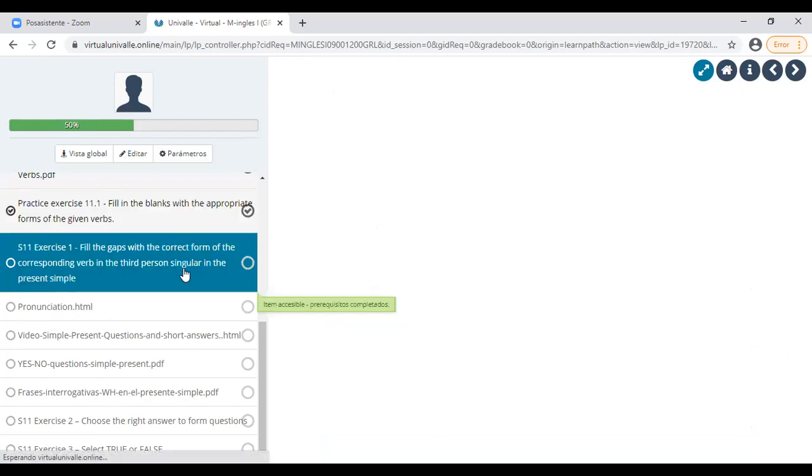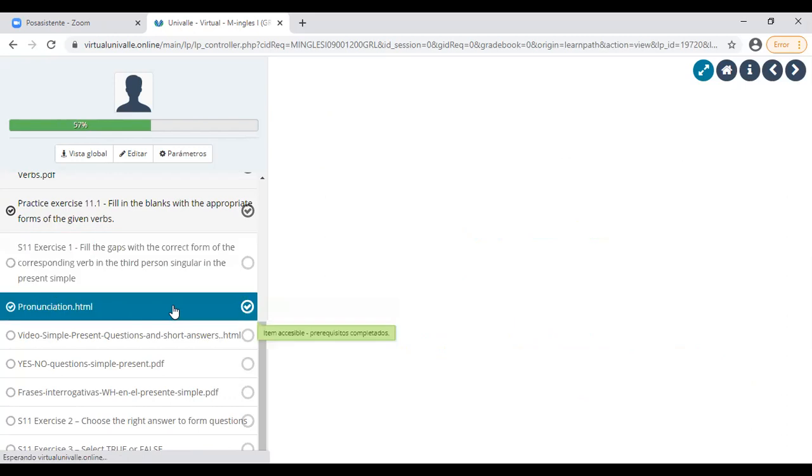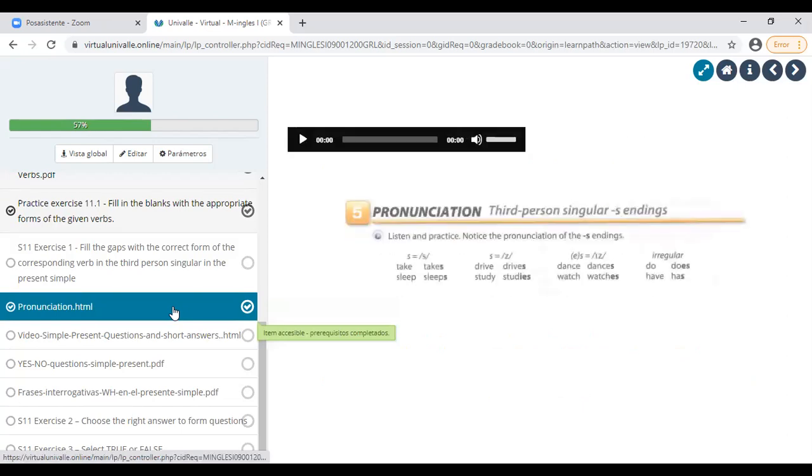Also, guys, you're going to have an exercise that is going to be evaluated. Fill the gaps with the correct form of the corresponding verb in the third person singular and the simple present, okay? Also, we're gonna have a listening part, taking into account the third person singular S endings, okay? Listen and practice. Notice the pronunciation of the S ending.